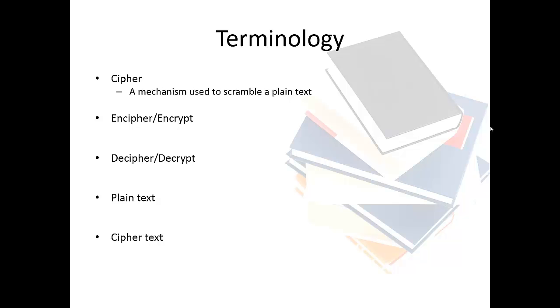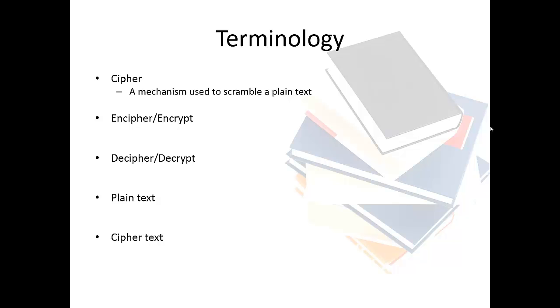To give you an example, a cipher is typically in the form of an algorithm, a mathematical algorithm. So when you're given a text with a cipher, you can turn it into something entirely different from the original text. Scrambling here means making the text unreadable or not understandable. Now the next one is encrypt or encipher.